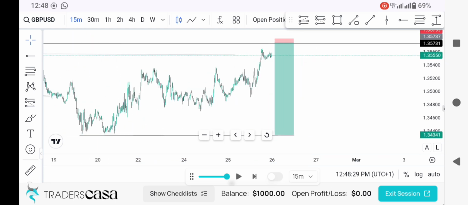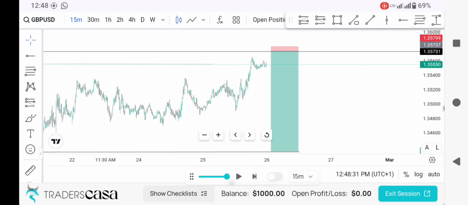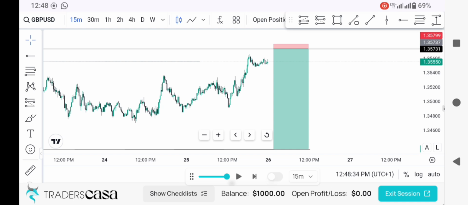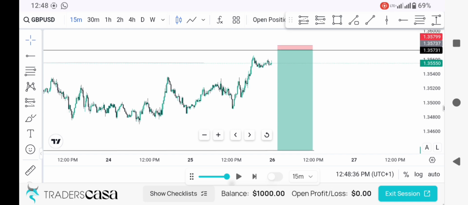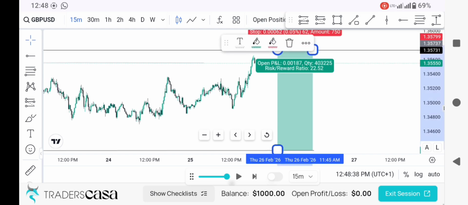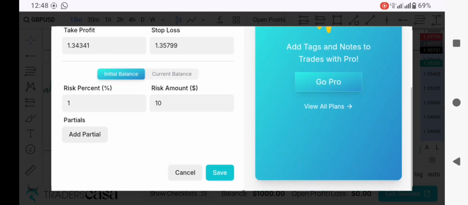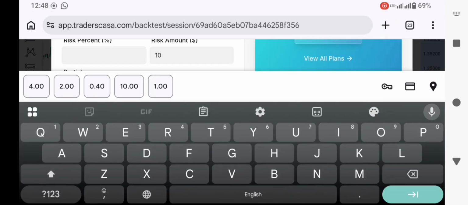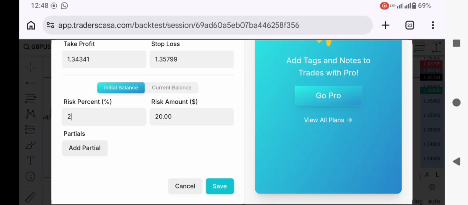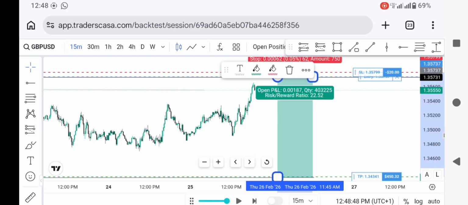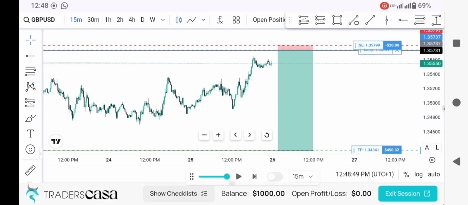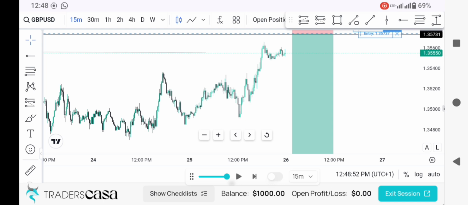As you can see right now, your account balance is 1,000. This is the trader's position sizing. The risk is 2% for the trading account, so this is a $1,000 account.